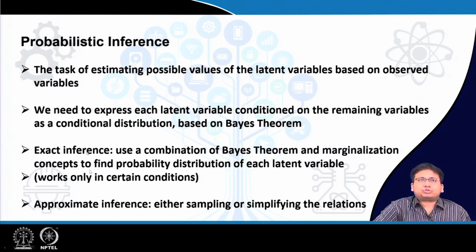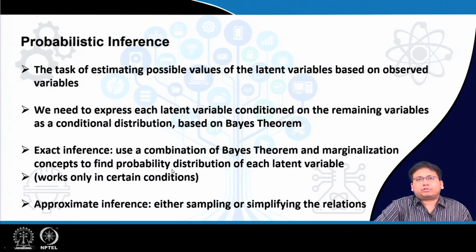And now comes the question of probabilistic inference. We have been dealing with so many types of hidden or latent variables. How about estimating their possible values based on the observed variables? That is called probabilistic inference. For this purpose we need to express each latent variable conditioned on the remaining variables as conditional distributions based on Bayes theorem. Now, there are two approaches.